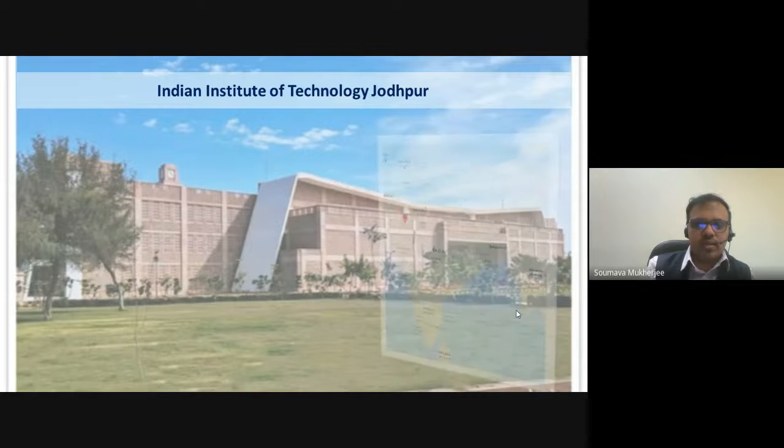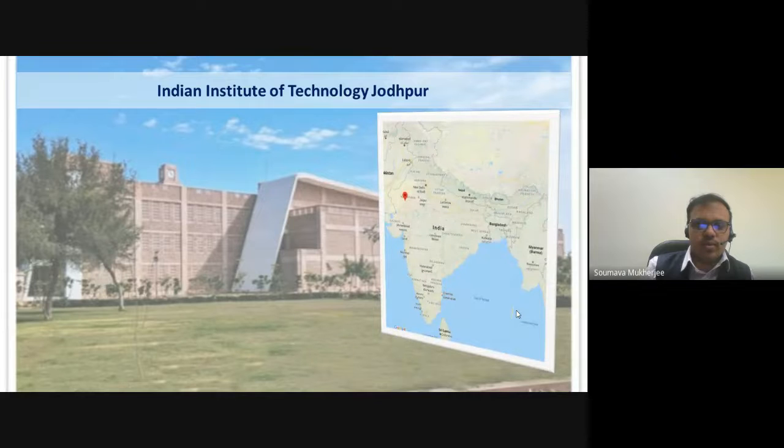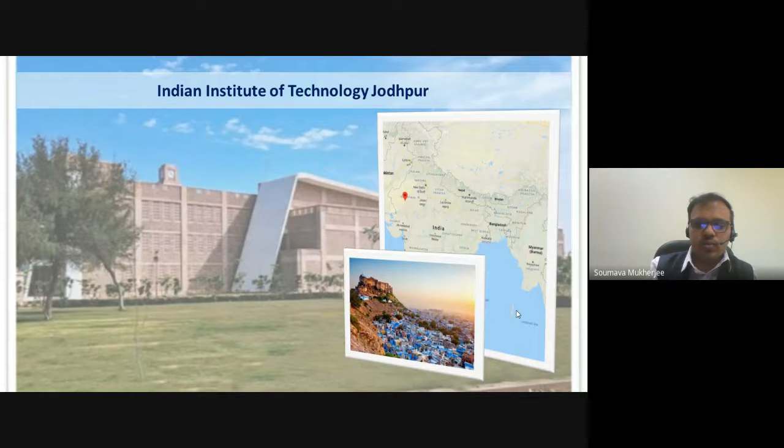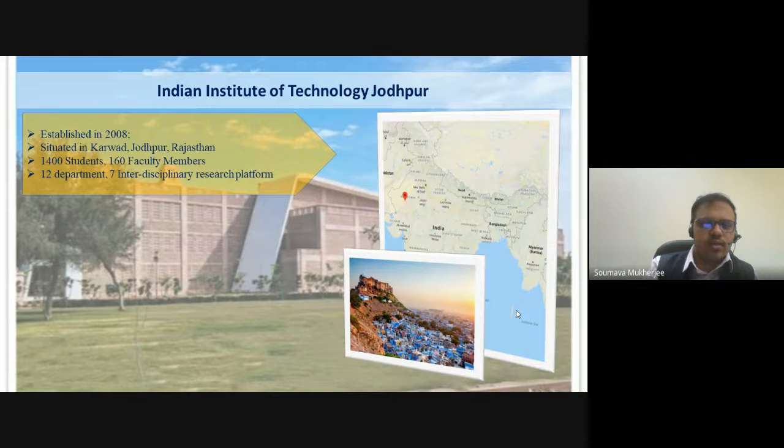Lastly, I will very briefly show you some things about our institute. This is the administrative building. We are here. This is the Jodhpur Blue City. I think most of you will probably know. And this was established in 2008. We currently have around 200 faculty members and around 2,700 students.